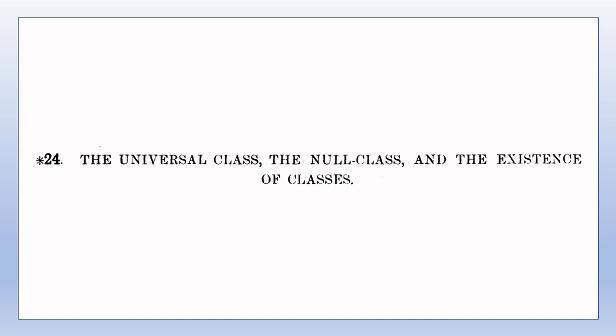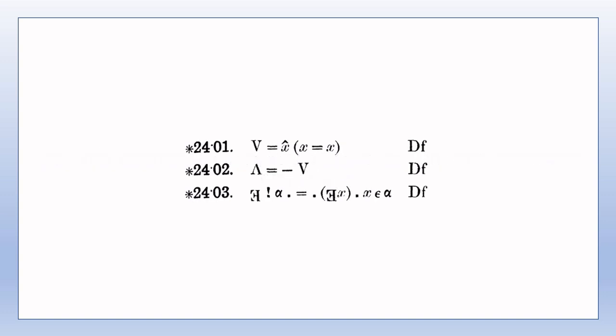On page 93 we see that the properties of classes which are not analogous to properties of propositions are dealt with in chapter 24. The principal definitions of this chapter are shown on the screen, and I'll look at each of these definitions in turn.